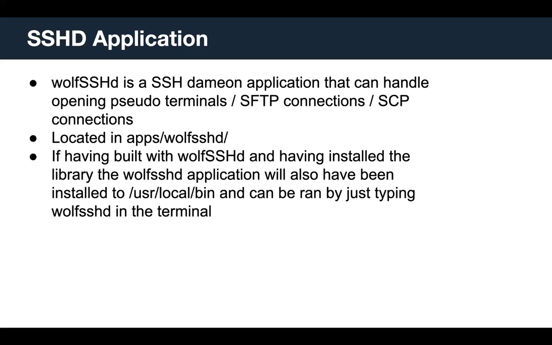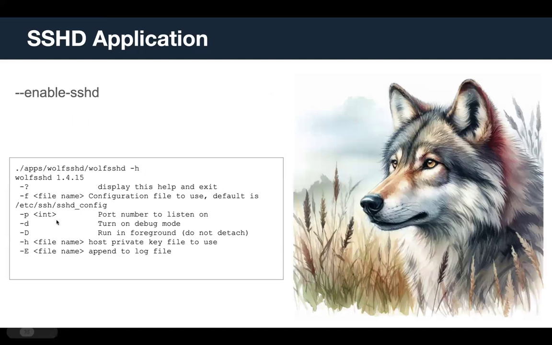If having built with wolfSSHD and having installed the library with the wolfSSHD application, it'll get installed automatically to the user local bin, or if you're adjusting the prefix, wherever you set your prefix to when compiling, it'll install to the bin directory. And to be able to compile wolfSSH with it, it needs the --enable-sshd flag passed in. There's a handy help menu that can be printed out with -h.